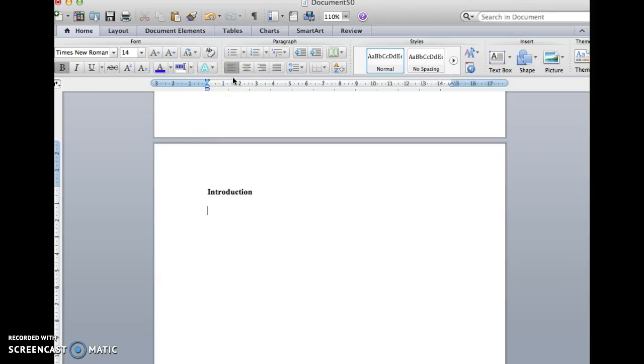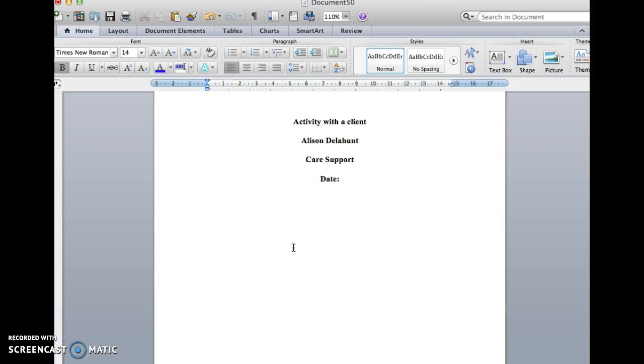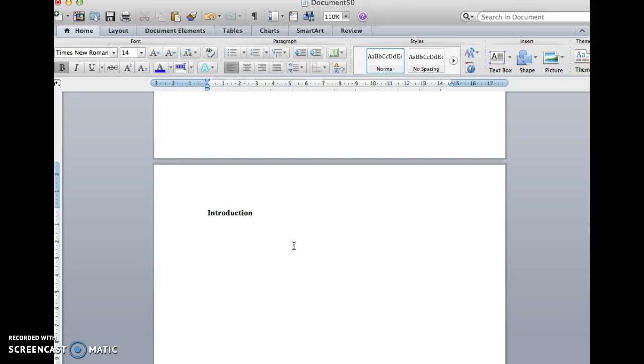Now in the introduction I would expect to see things like the background or the context to the assignment you're writing, rather than jumping straight in. If we're doing an activity, for example with a client in a care setting, and we'll just unbold it here, it'd be important that you would introduce the setting. Again, keep settings private, okay?